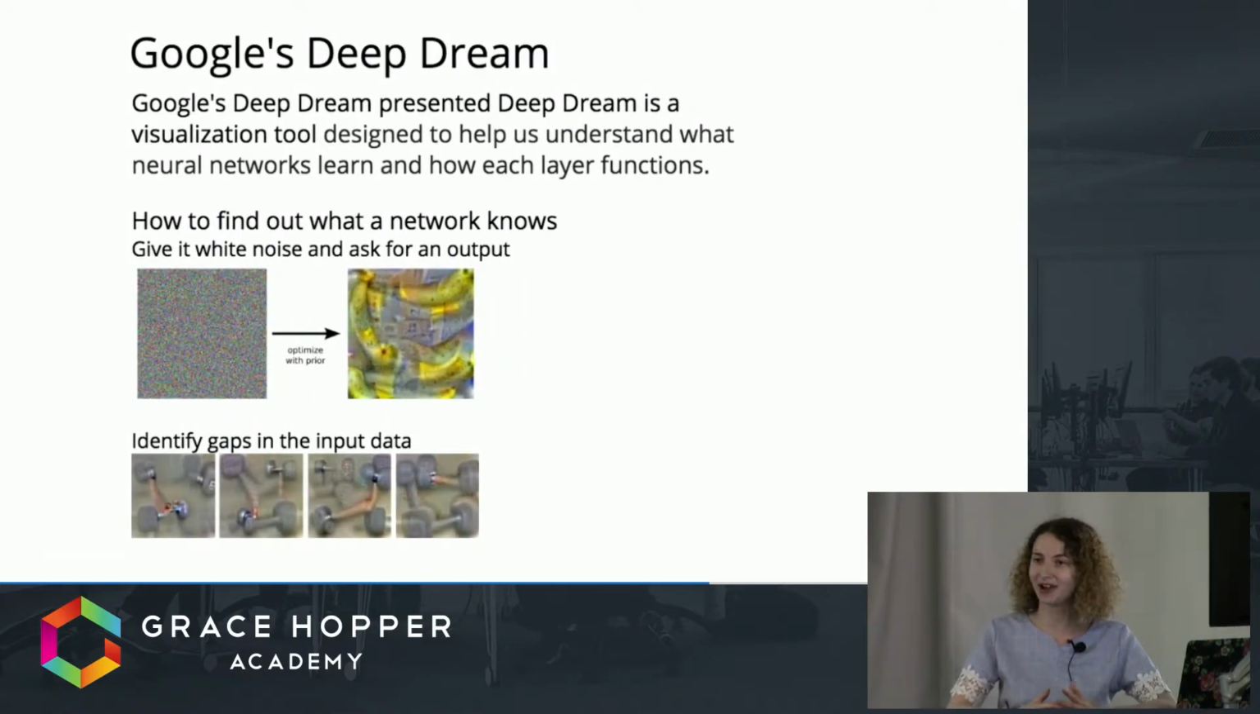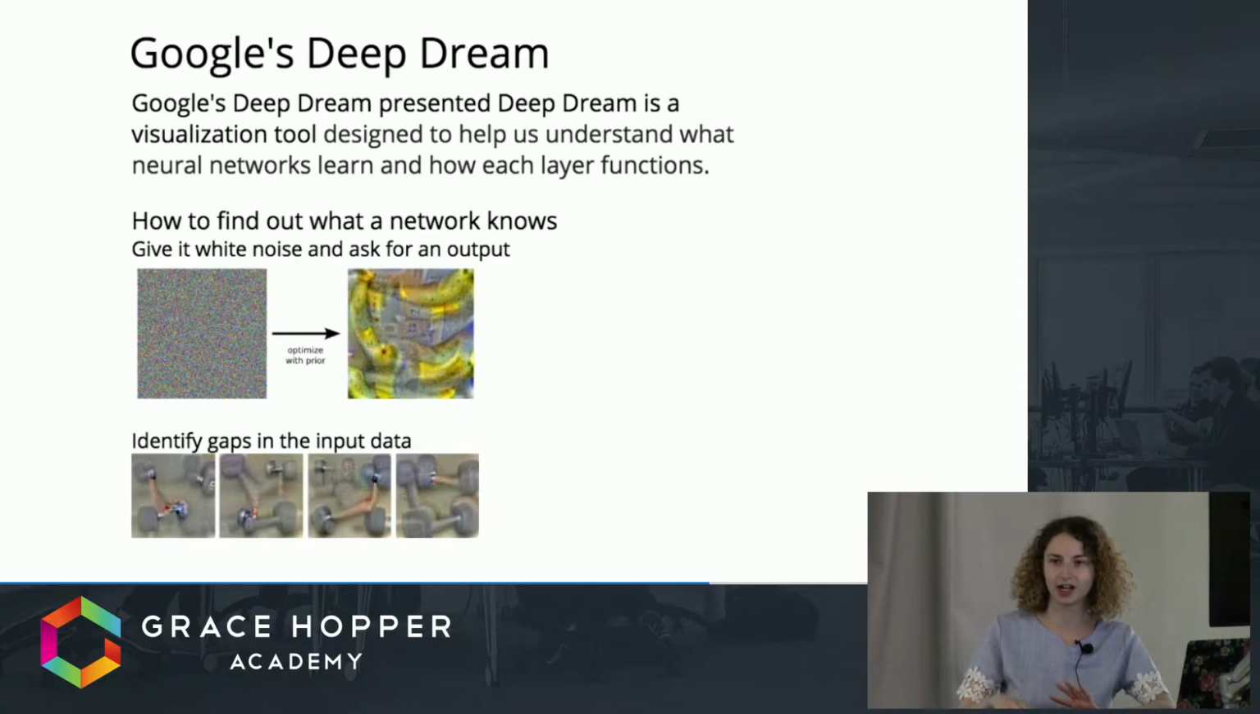The reason I wanted to learn about artificial neural networks is because of Google's Deep Dream software, which is super cool. Deep Dream is a visualization tool to help us understand what neural networks are actually learning and how the individual layers are functioning. So if you want to know what a network knows, and these are visual networks.